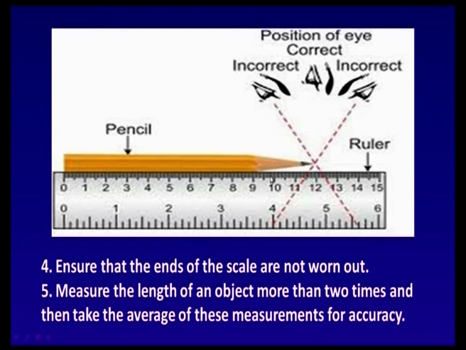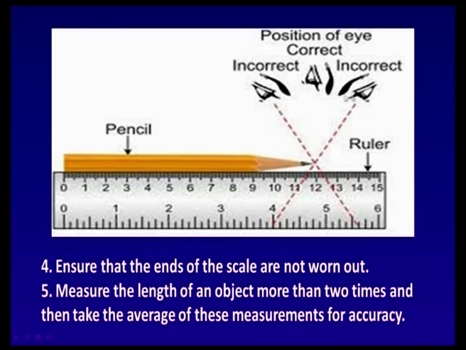Length of a pencil, if you want to measure. So where did you keep the pencil? Exactly at the 0 reading. And where is the tip of this pencil touching? It is touching 12. From here you can see that the tip of the pencil is touching the 12 reading. That means the length of this pencil is 12 centimeters.